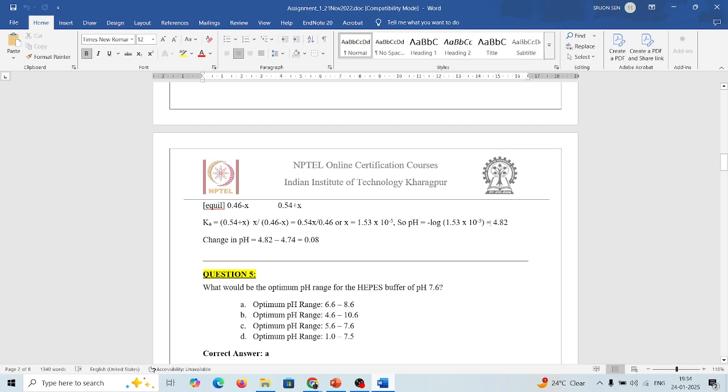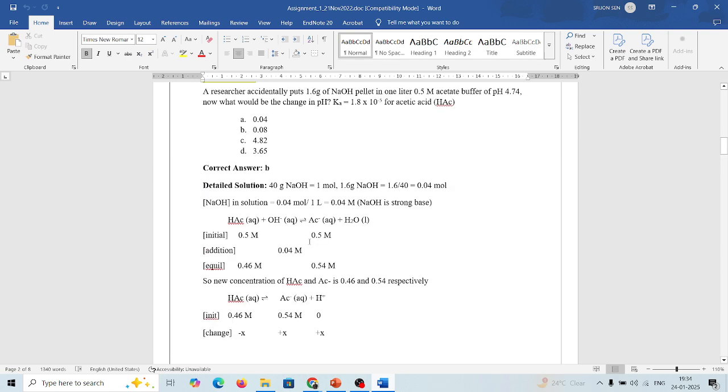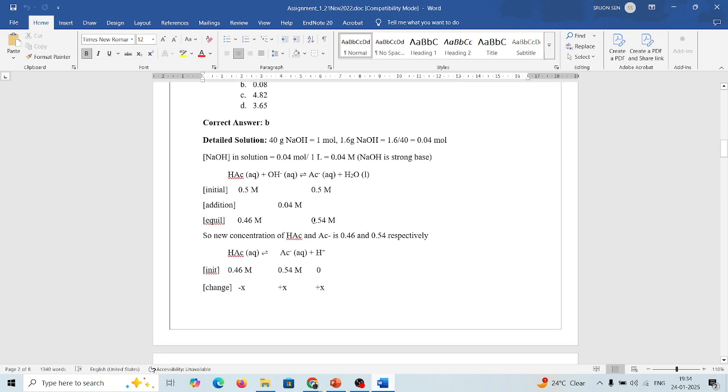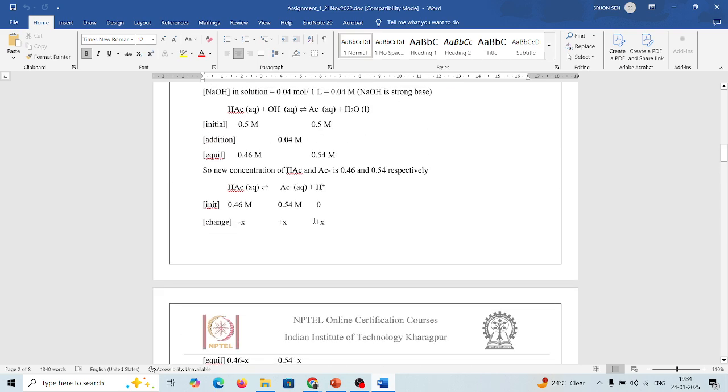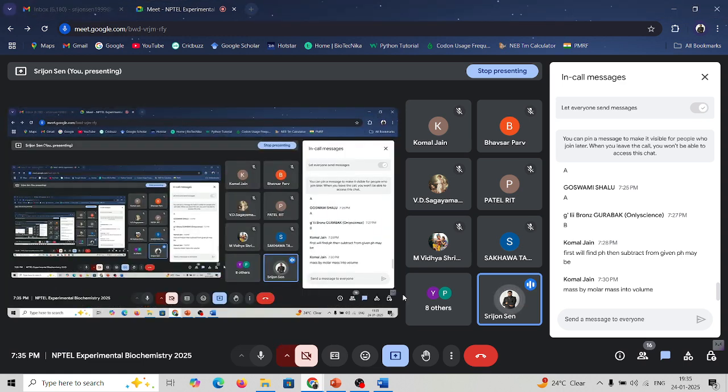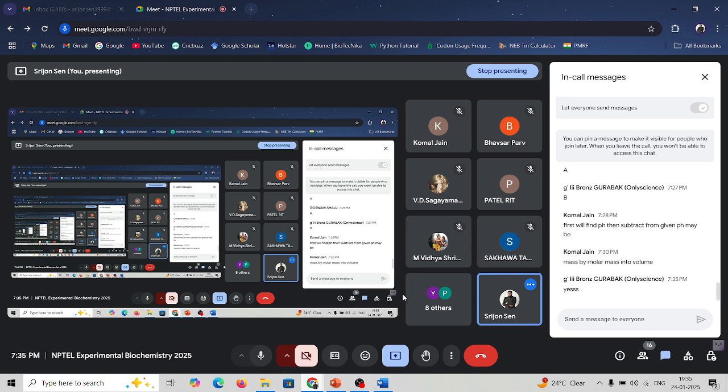Now you subtract it from the previous value, which is 4.74 or something, whatever is given over there, and then you get 0.08 as the value. So this is a bit complicated, but once you get an idea of how it is actually done, it will be very, very easy. I guess I'm clear. Okay, if not, just ask me once, I will explain once again. Am I clear to all of you? Yeah, great.